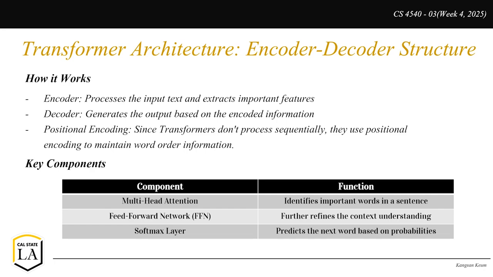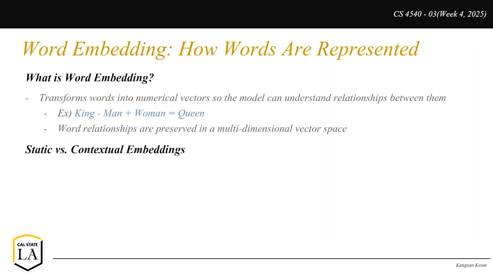The next part would be word embedding, that is, how words are represented. So before that, what is word embedding? It transforms words into numerical vectors, allowing the model to understand the relationship between words. Let's go into an example. If you see the formula king minus man plus woman equals queen, this represents semantic relationships in a multi-dimensional space.